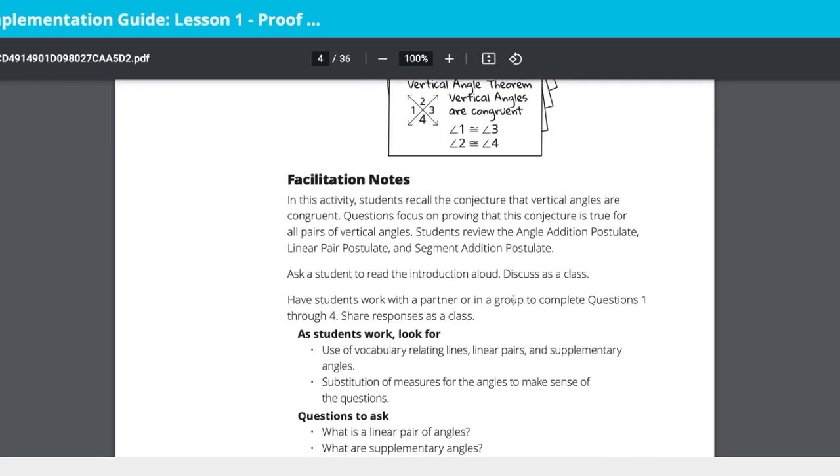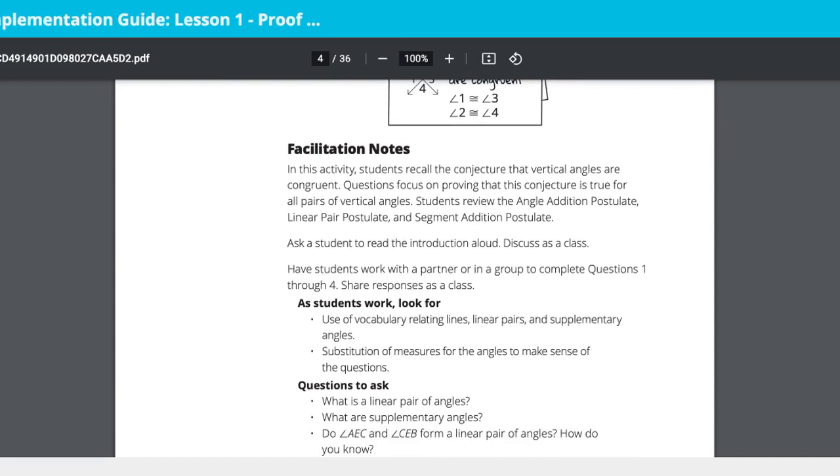Great. You read that, but here's the next thing. It says, ask the student to read the introduction out loud. So it's giving you some instructional tips of what you need to do when you're getting ready to teach this. Have a student read it out loud, and then have students work with a partner or in group to complete question 1 through 4. Share response as a class. So you give a particular time.